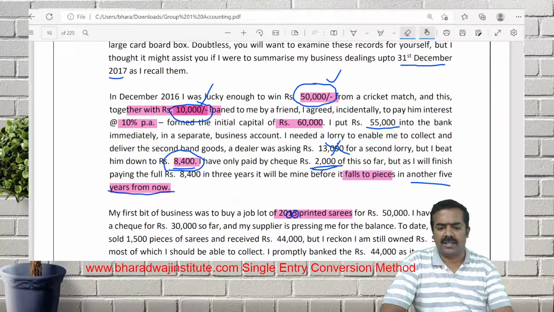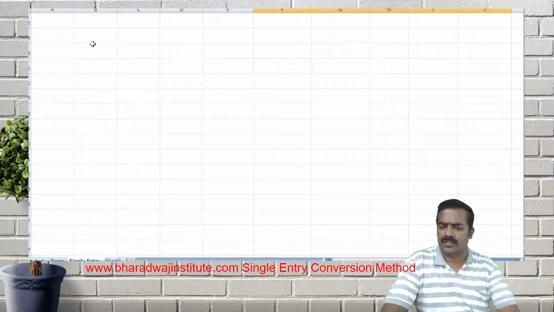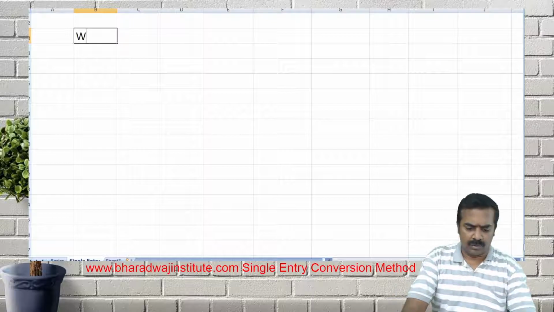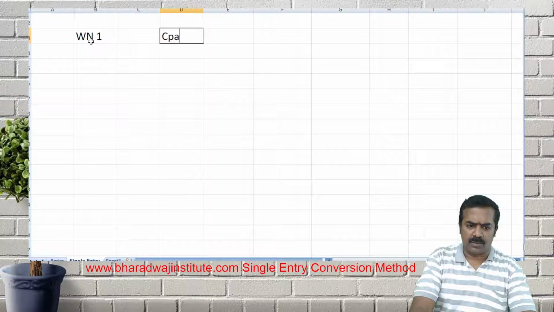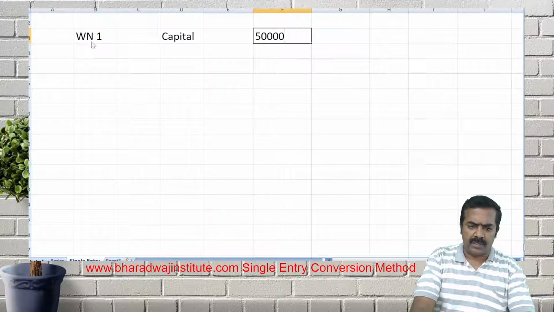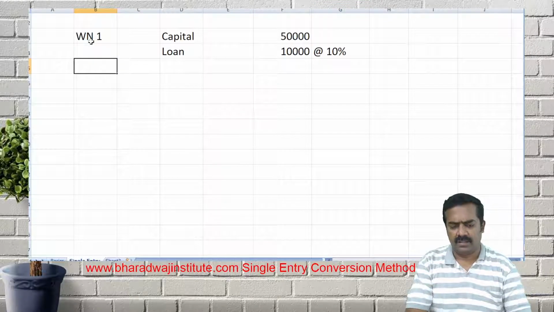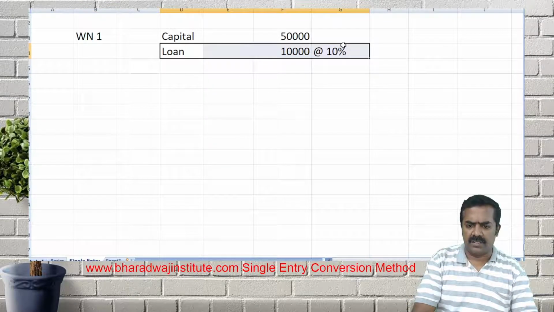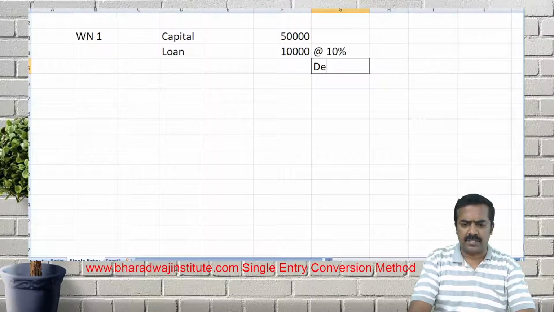So first let us take a working note for our better understanding. Then let us go for solving it. Start. Working note 1, or information 1, like that you can take it. Capital how much? 50,000. Loan how much? 10,000 at what rate? At 10%. Just an observation: loan of 10,000 at the rate of 10%.